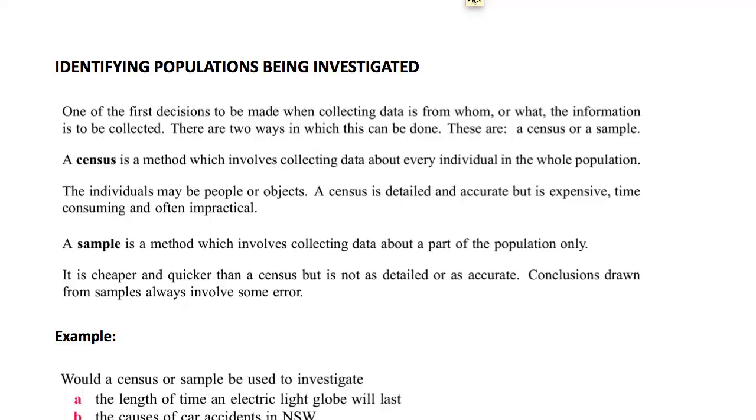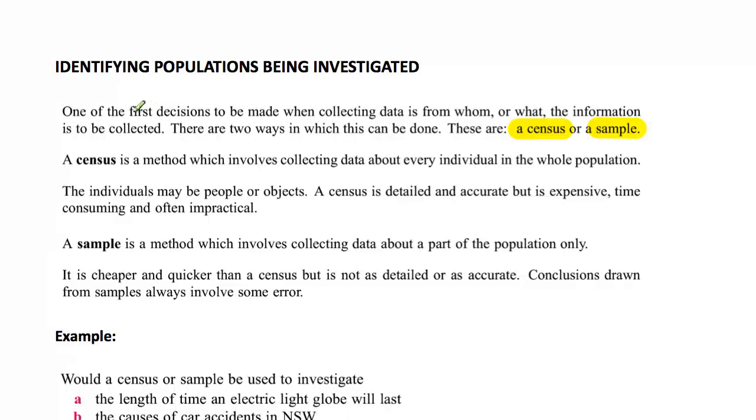When we look at the study of populations in order to find information, we need to make a decision as to what size group we're going to look at. The two options that we have are either looking at the whole group, which is called a census, or looking at a portion of the group, which is called a sample.